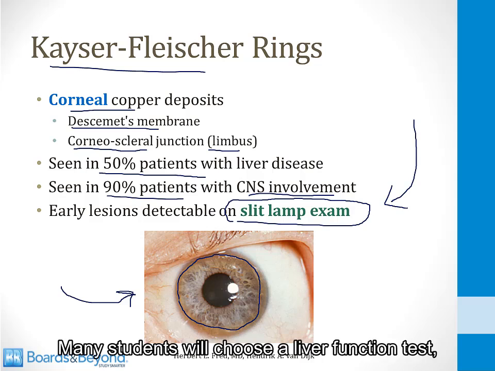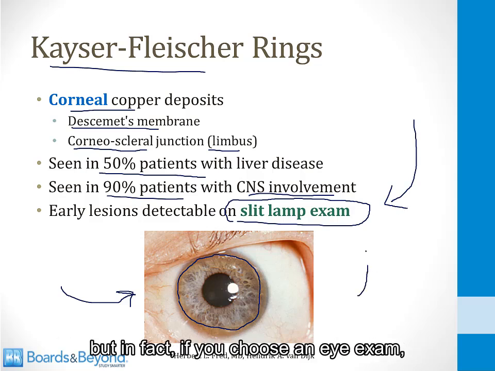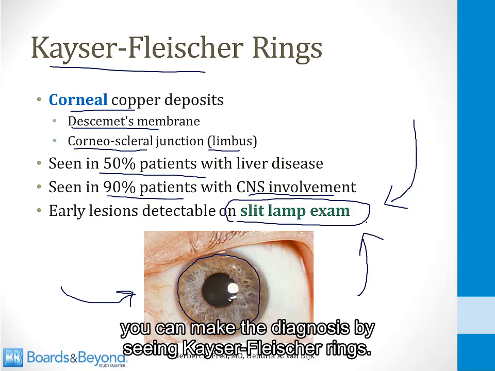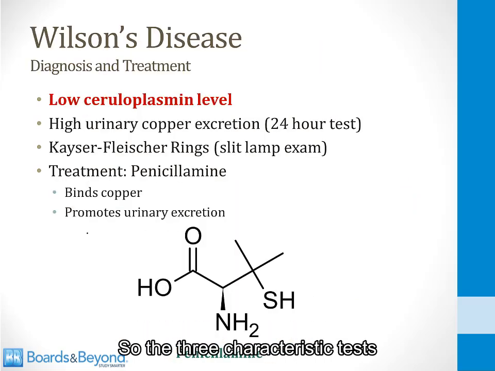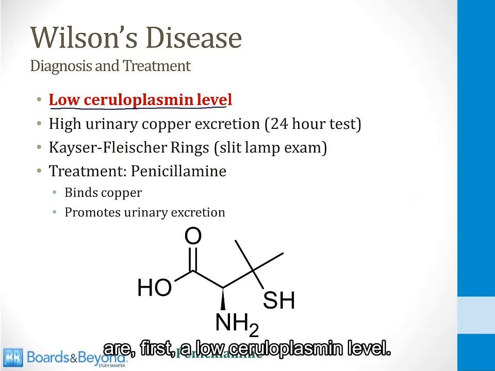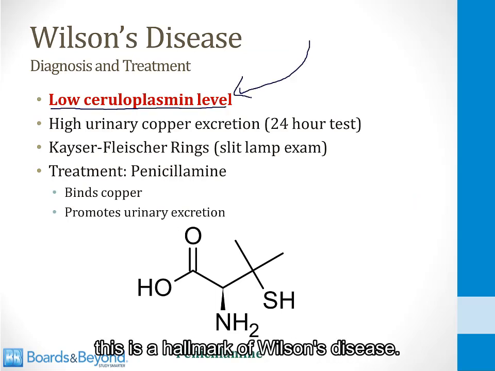Many students will choose a liver function test, but in fact, if you choose an eye exam, you can make the diagnosis by seeing Kaiser-Fleischer rings. So the three characteristic tests that are used for diagnosis are first a low ceruloplasmin level. As I told you before, this is a hallmark of Wilson's disease.